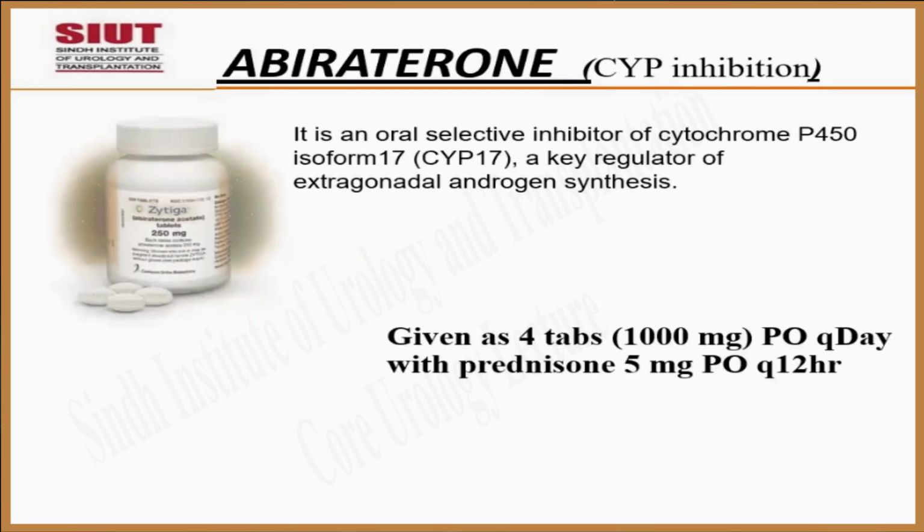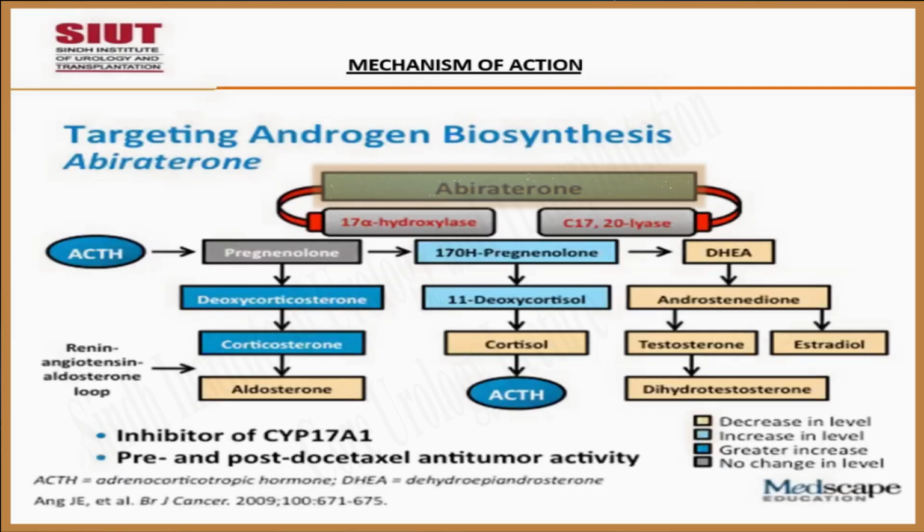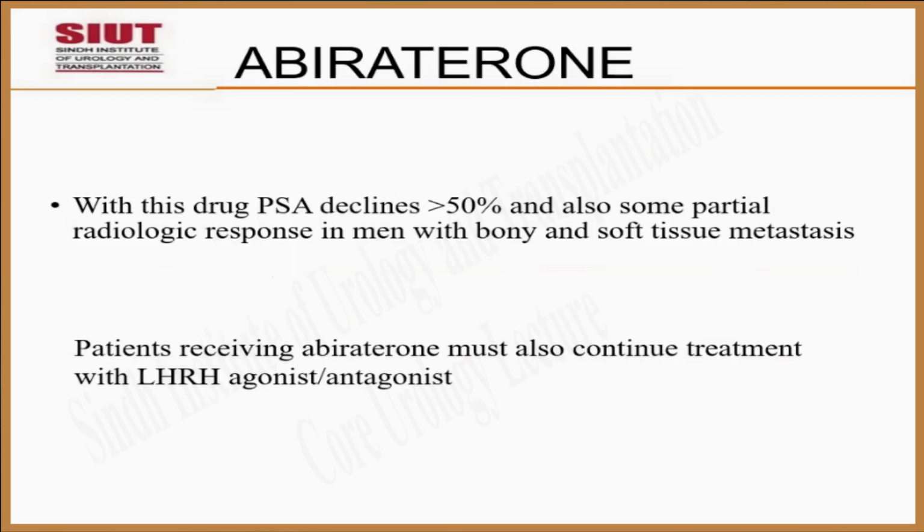Abiraterone is an oral selective inhibitor of cytochrome P450 isoform 17, a key regulator of extragonadal androgen synthesis, given as 4 tablets orally once a day, with prednisone 5 milligrams orally twice a day. This is the mechanism of action. Abiraterone binds to 17 alpha hydroxylase, C17,20 lyase. In the end, it decreases the formation of aldosterone and dihydrotestosterone. With this drug, PSA declines by more than 50%.